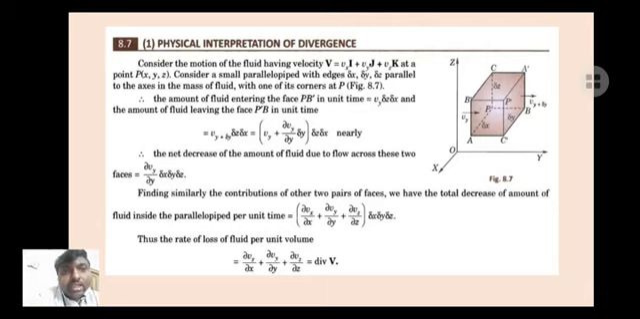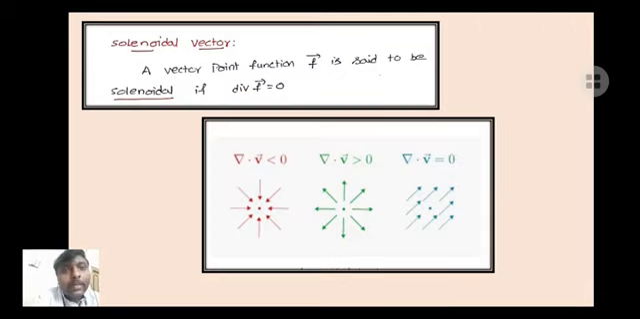Also observe the fluid flowing outward from the unit volume in a unit time. So see here, the rate of loss of fluid per unit volume is always represented with div f bar. Whenever you consider a unit volume inside a fluid for a unit time, the difference between the fluid entering the unit volume and the fluid going outward from the unit volume always gives the divergence.